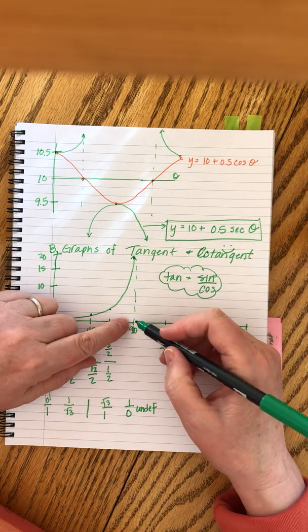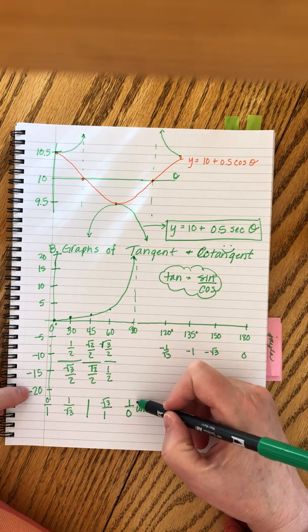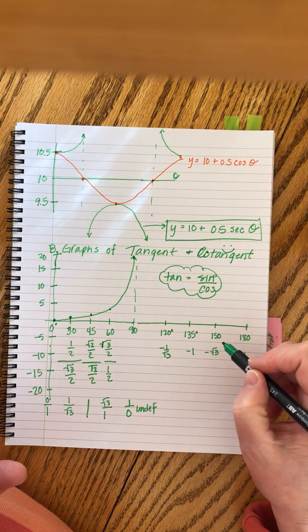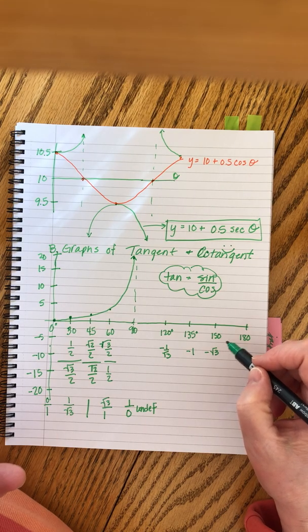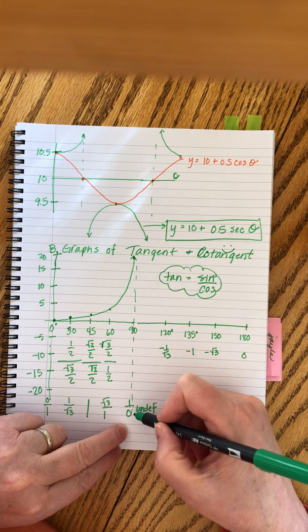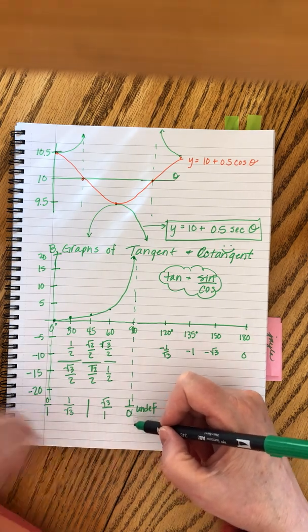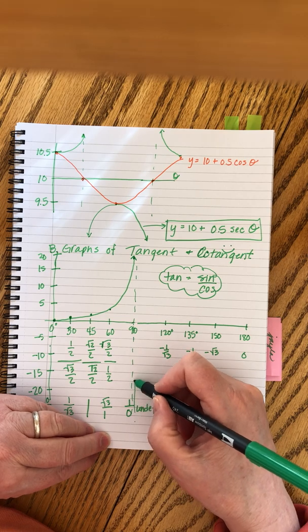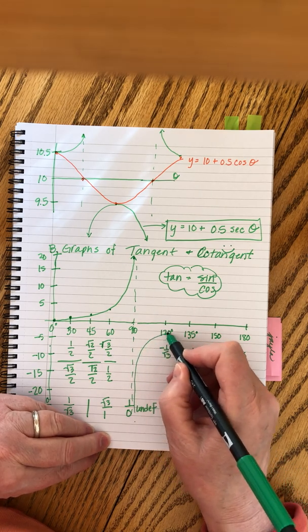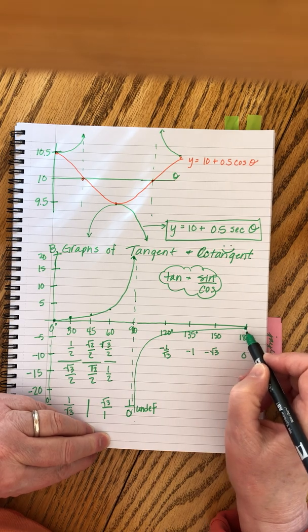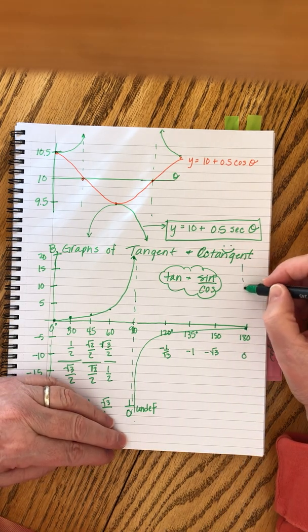Okay? But at 90, it was undefined. So this time, it's going to look like this. It's going to come down from undefined, and then it's going to go slowly through those values as we've marked them out, and then at 180 it will be back at 0.